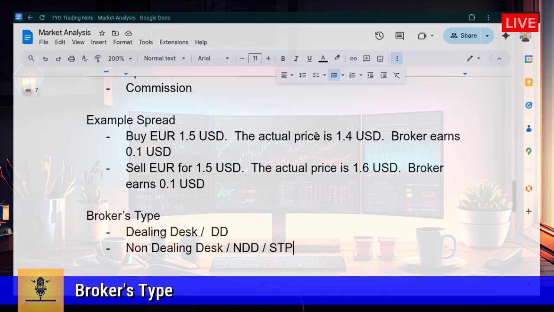There are two types of brokers, dealing desk and non-dealing desk. What I have explained until now is the SOP for a non-dealing desk broker, or NDD for short, or popularly called STP, straight-through processing. Most regulated brokers will operate as an STP one.